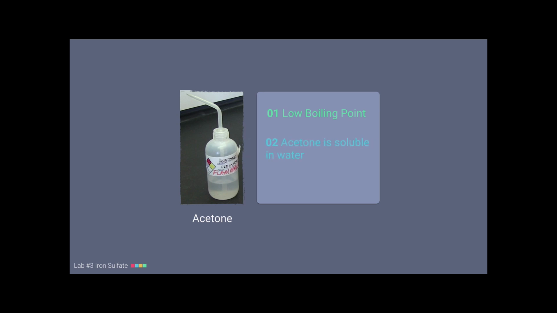Secondly, when we later decant the acetone, it will also remove the water because acetone is soluble in water.